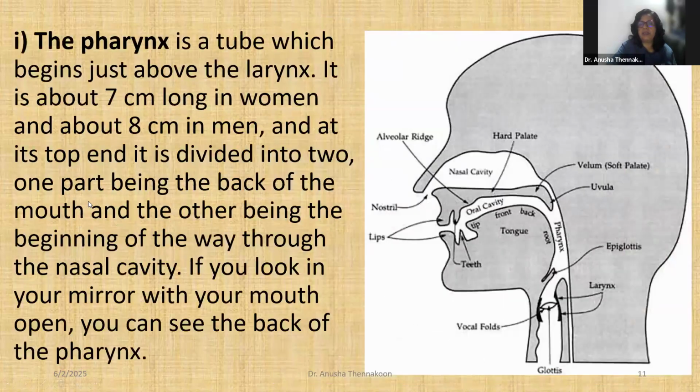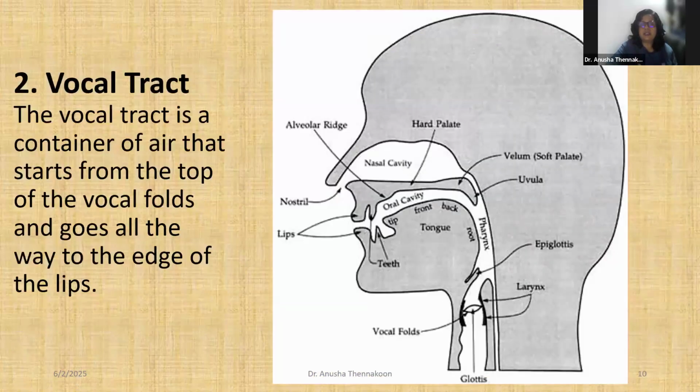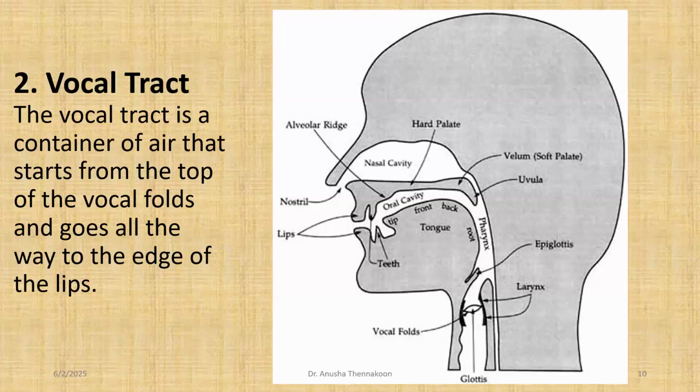Let me check whether I put it everywhere. Yes. So there are certain organs in this vocal tract. For example, lips, oral cavity, teeth, tip, front, back of the tongue, root, uvula, velum, hard palate, nasal cavity, epiglottis. There are many more organs. As students who are studying phonetics and phonology, you should have some idea.